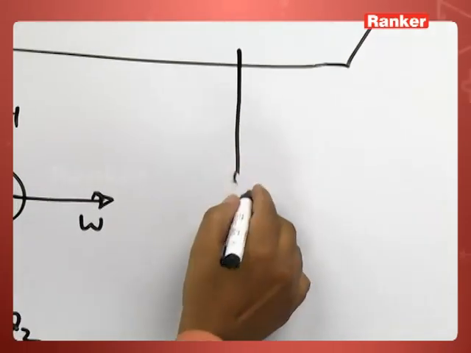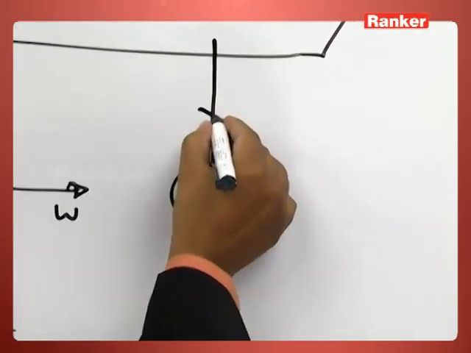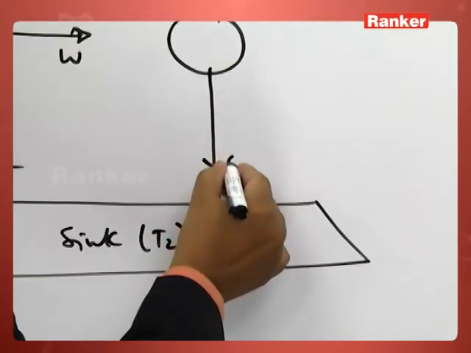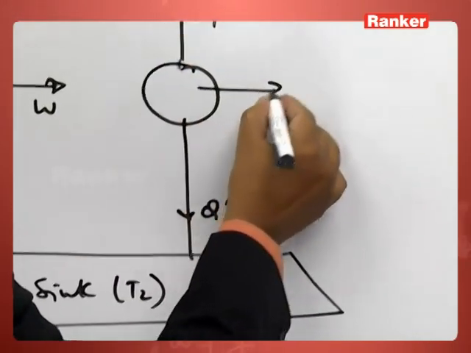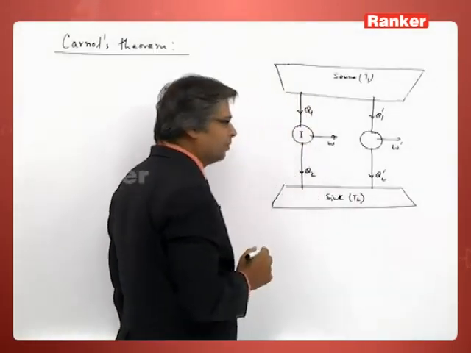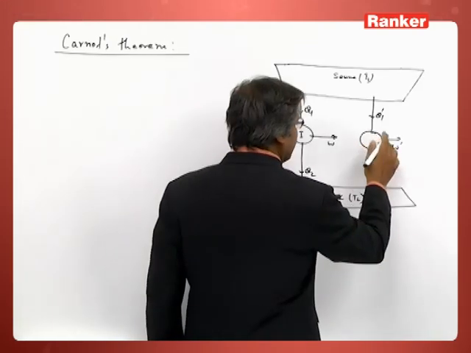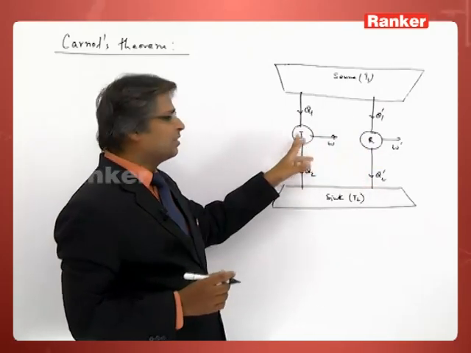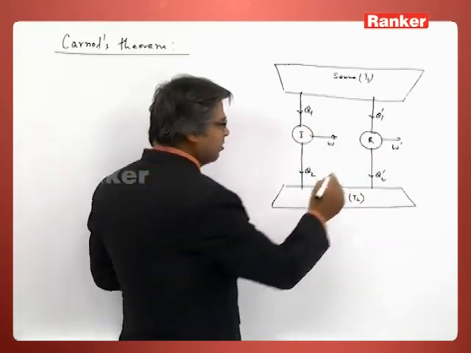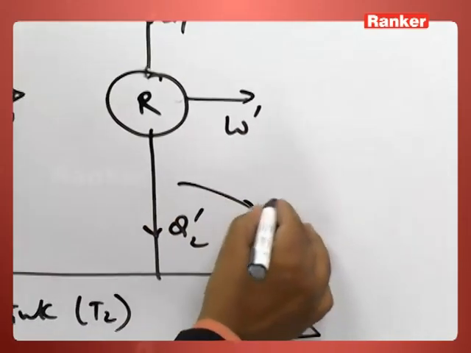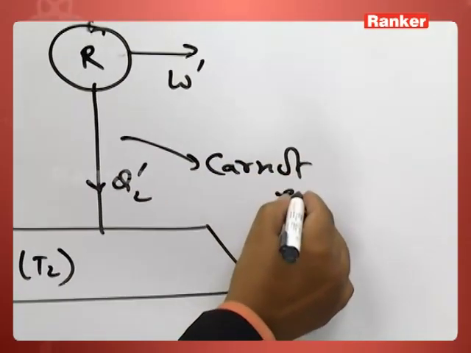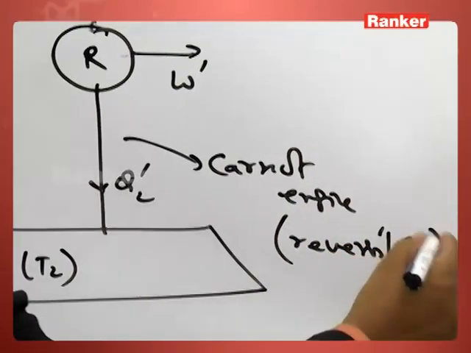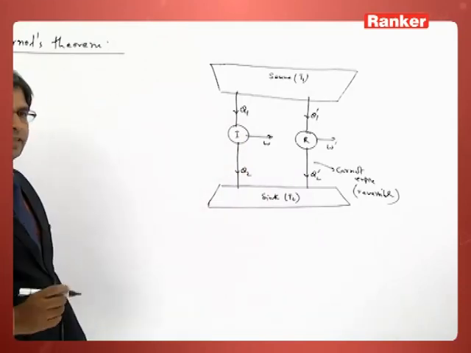Next, we have another engine which takes Q1 dash amount of energy, rejects Q2 dash amount of energy and does some work, W dash. This engine is a Carnot engine, so I am writing it R. R means reversible, I means irreversible engine. So this is a Carnot engine, in brackets reversible engine, and this is an irreversible engine.